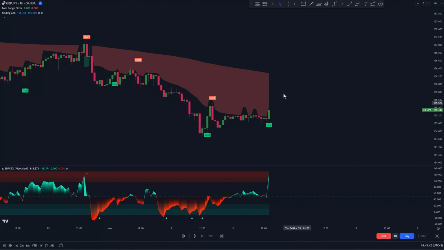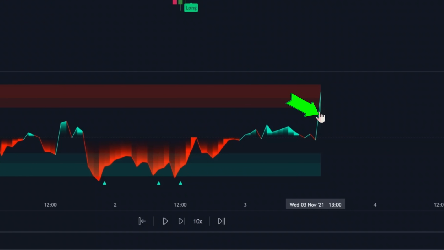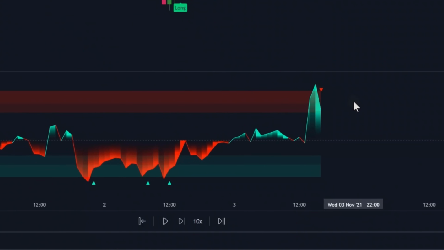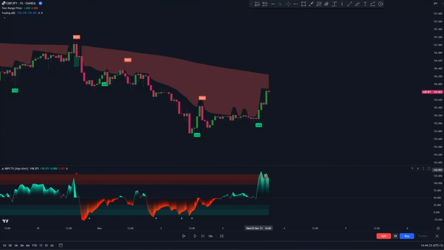For short trades, we're going to do the opposite. So first, the trend ribbon of the Trading ABC indicator should be colored red and the price should be trading below it. This indicates that the market is in a bearish trend. Second, the Bollinger Bands Percentile line, this green wave right here, should break above the upper band of the Bollinger Bands Percentile indicator. This indicates that the price is overbought and therefore a higher probability of it going back downwards.